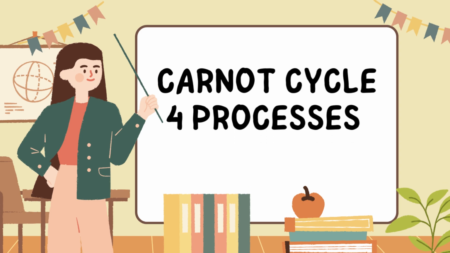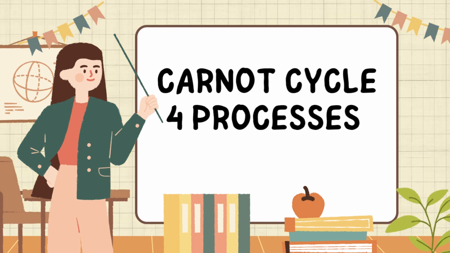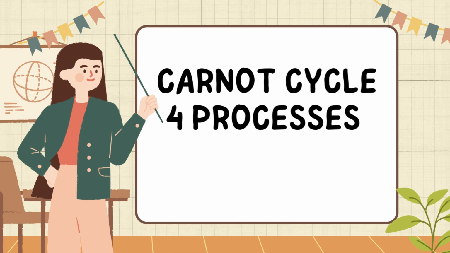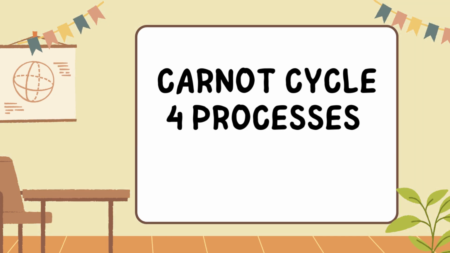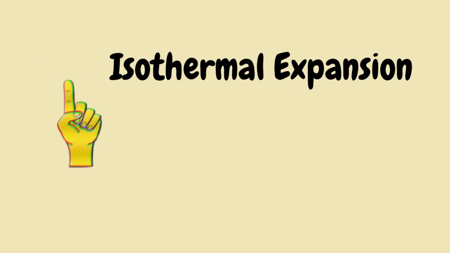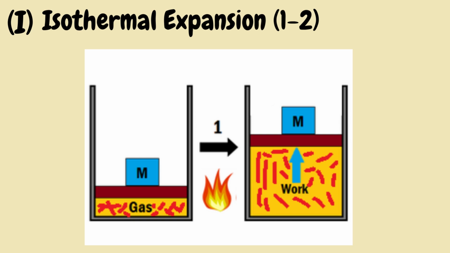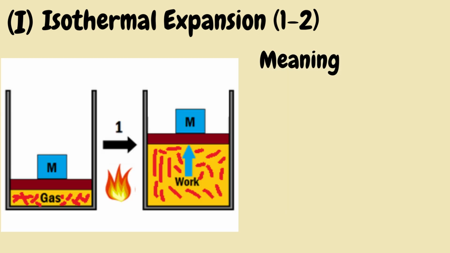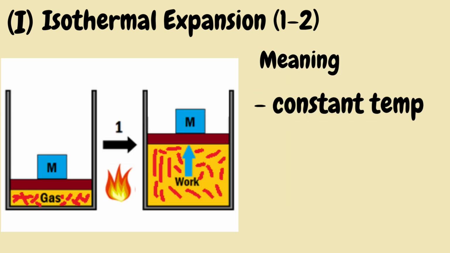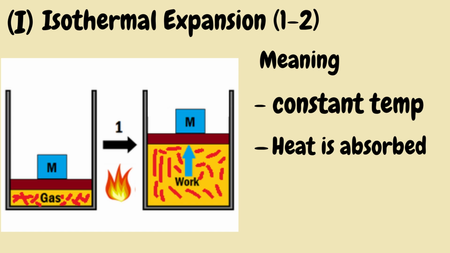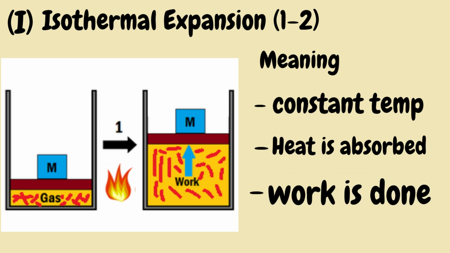The four processes of the Carnot cycle. The Carnot cycle consists of four reversible processes involving an ideal gas as the working fluid. 1. Isothermal expansion at high temperature TH. The gas in contact with the hot reservoir expands isothermally, meaning the temperature remains constant. The heat, QH, is absorbed from the hot reservoir. The gas does work on the surroundings. Because the temperature is constant, all the absorbed heat is converted into work.